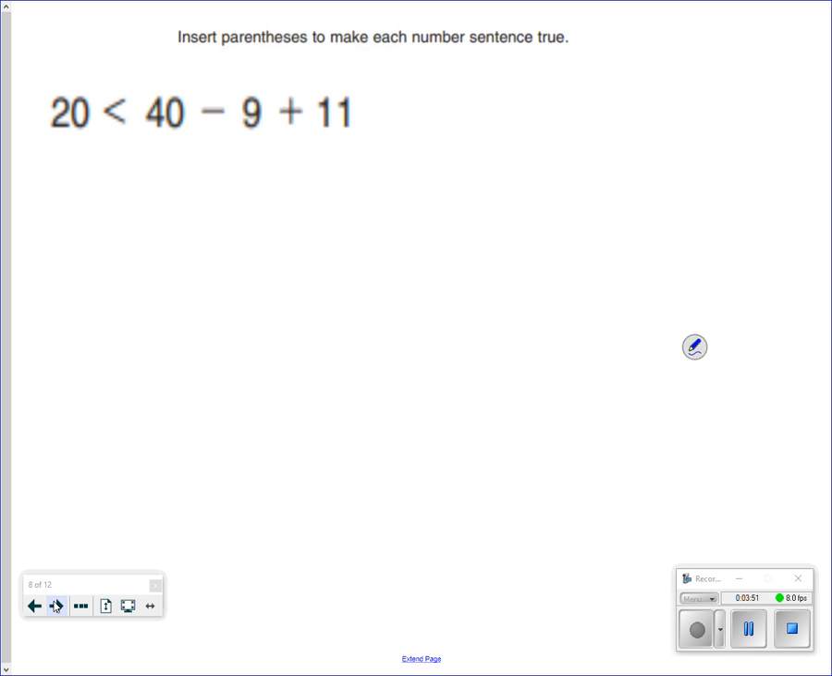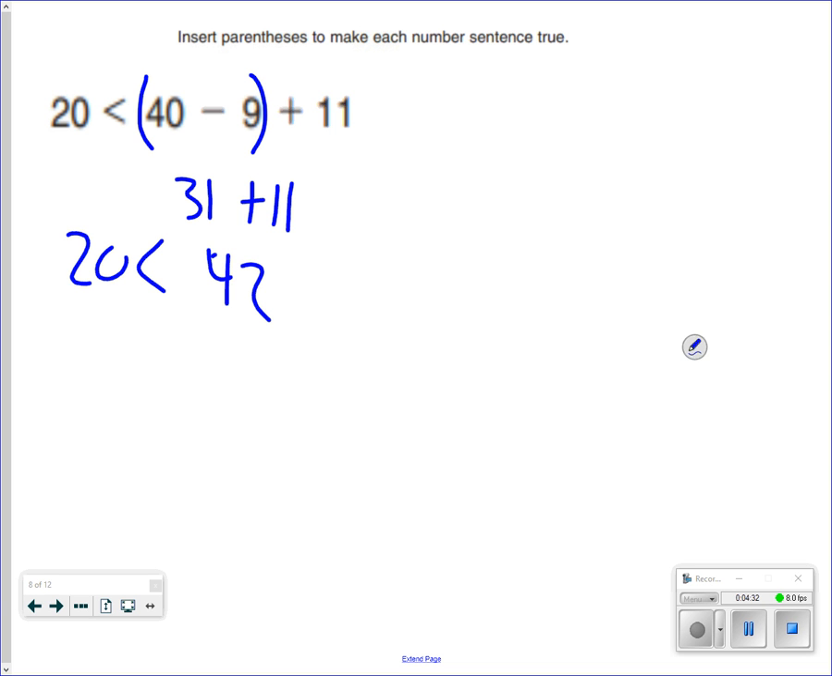20 is less than 40 minus 9 plus 11. So we have to make sure that whatever's on this side is greater than 20. Well, if I add 9 plus 11, that equals 20. 40 minus 20 equals 20. So that wouldn't be the trick to do. What if we did 40 minus 9 first? 40 minus 9 is 31. Plus 11 gives me 42. Is 20 less than 42? It is. Perfect. If we had gone the other way, we would have gotten 20, and that doesn't work.